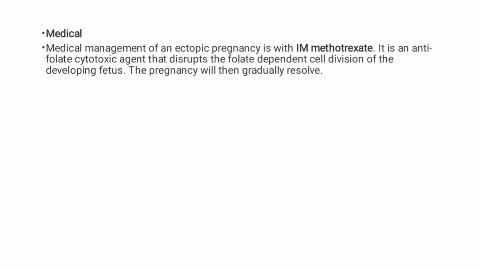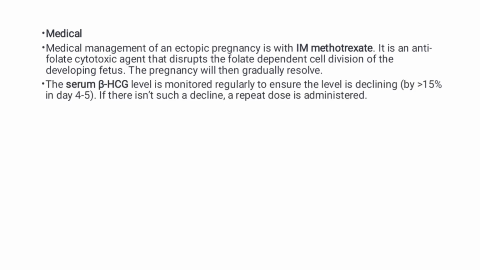So when do we do medical? Medical management of an ectopic pregnancy is with IM methotrexate, which is an antifolate cytotoxic agent that disrupts the folate-dependent cell division of the developing fetus. The pregnancy will then gradually resolve. The serum beta HCG is monitored regularly to ensure that the level is declining by more than 15% by day 4 to 5. If there isn't such a decline, a repeat dose is administered.